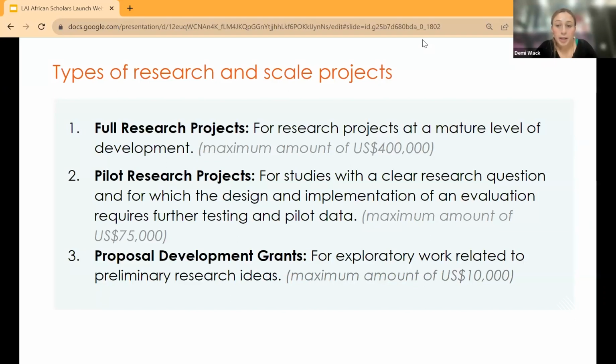Next, we have our pilot research projects. These grants are for studies that are a little less mature in that they might have a clear research question, but there's interest to further test the design and implementation. The expectation is that these projects will ultimately develop into a full randomized evaluation. And last, along with these types of research grants, we also have travel and proposal development grants. These cover more exploratory work related to preliminary research ideas, such as conducting background research, developing partnerships, visiting field sites, or collecting preliminary data.